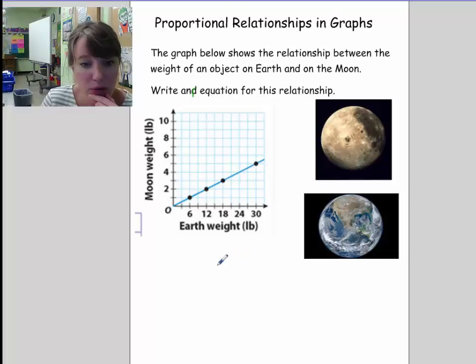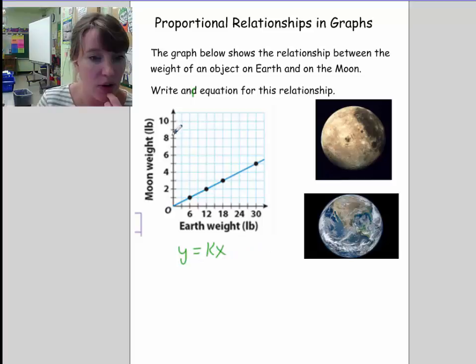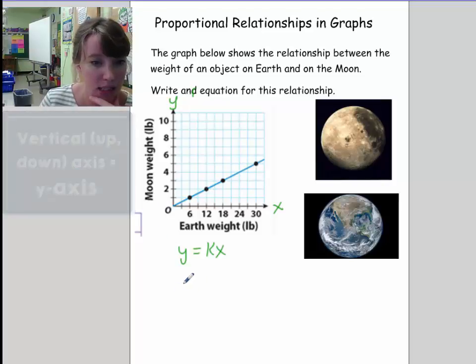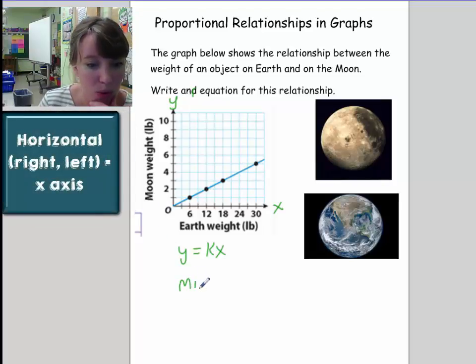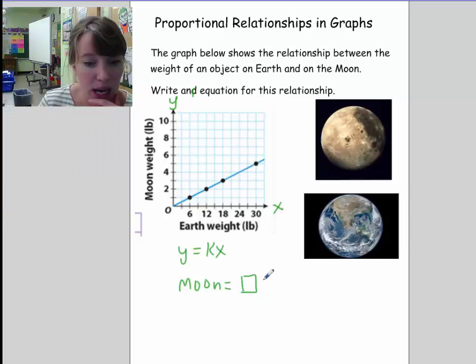If I write a relationship, we want y is equal to k times x, because this is a proportional relationship, right? We said that proportional relationships can be written in this form. Well, what is the y variable? The vertical axis is the y-axis, and this is the x-axis. So the y-axis is the moon's weight. So moon is equal to what, I'm looking for k here, times the earth.